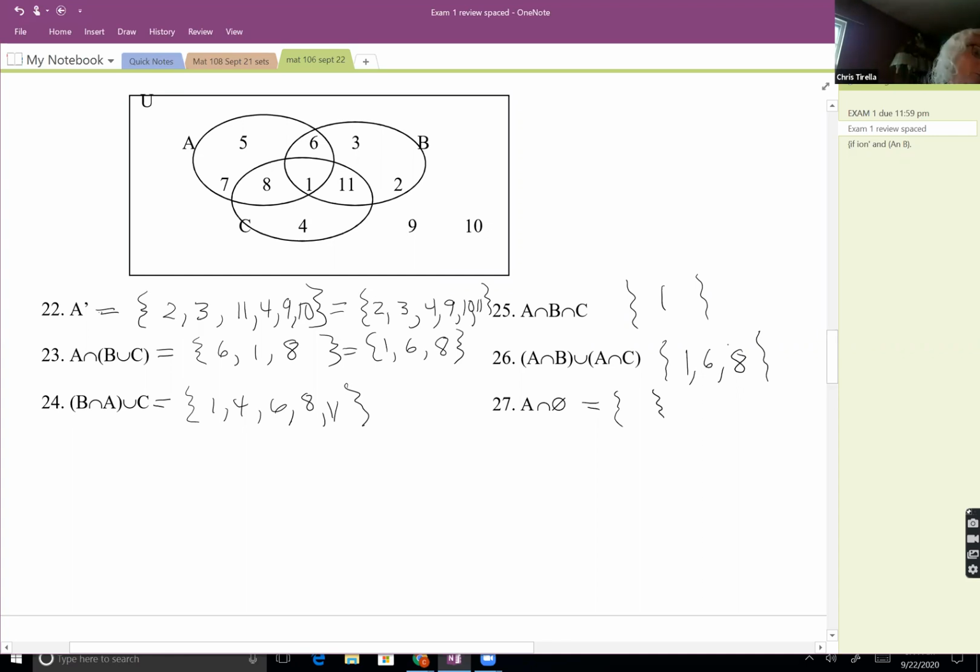How'd I do? I need to ask you guys, because you're doing a good job checking on me, because I'm not awake this morning. For 23, wouldn't 11 be in there too? No, because B union C is the whole snowman type of thing, but we're looking for the intersection with A. Okay, so it's got to be in common with A.